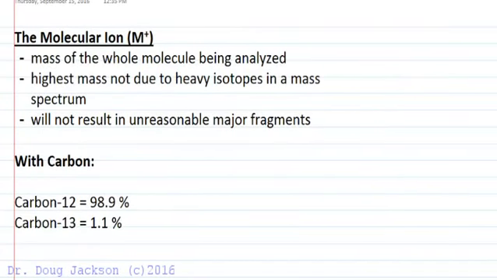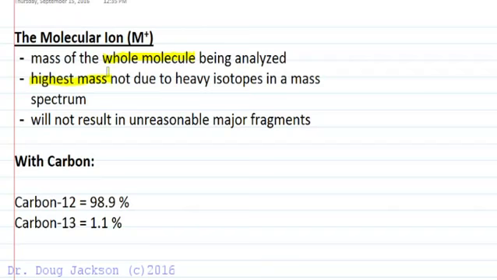Let's talk about finding the molecular ion in a mass spectrum. The molecular ion is going to be the total mass of the whole molecule, giving us the molecular weight of the compound being analyzed in its ionized form. It'll also, by definition, be the highest mass in the spectrum that is not due to heavy isotopes of the same elements of a molecular formula. We'll look at what that means in just a moment.